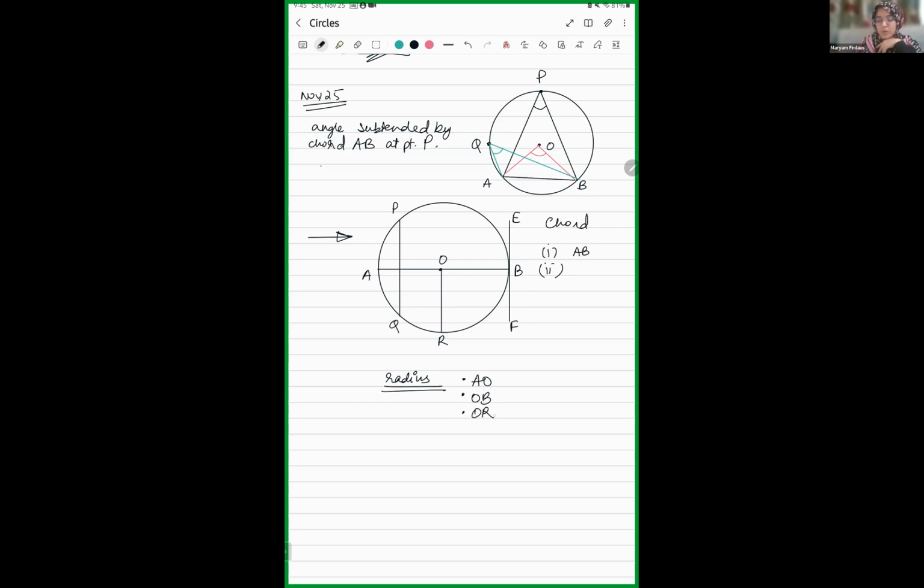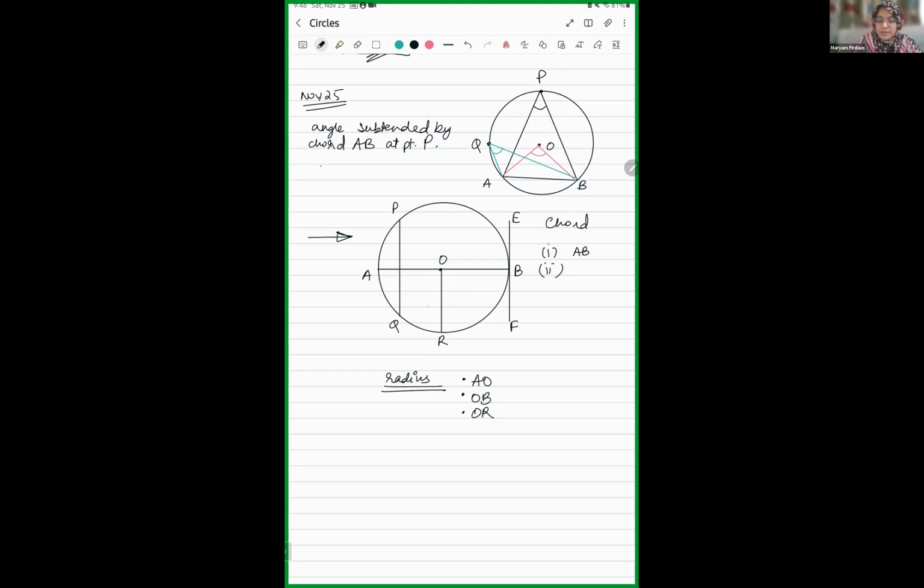OR. So then OR is not a chord. OR is a radius. Okay. Listen to the definitions very carefully. Radius is that line segment which joins the center of the circle to any point on the circle. Over here, R is on the circle. So, which joins the center of the circle to any point on the circle. So, this is a radius.